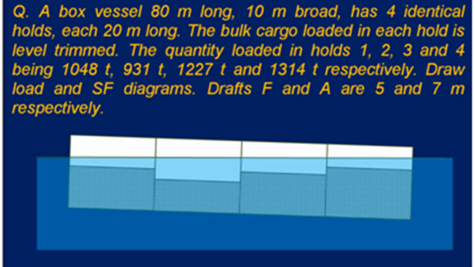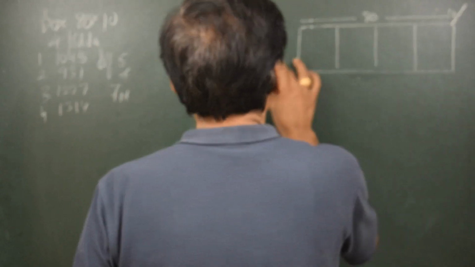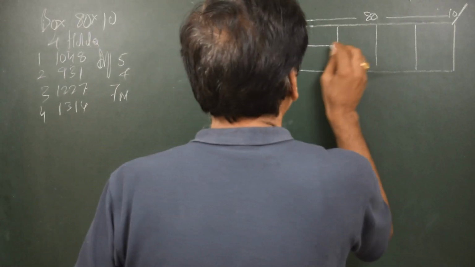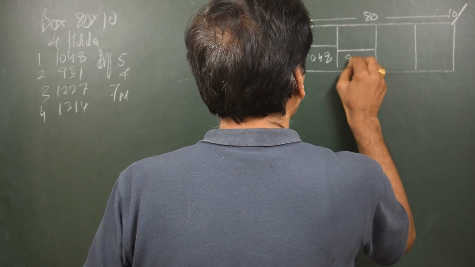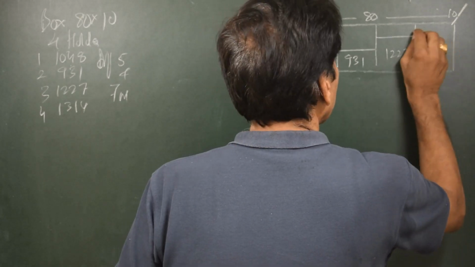The question says that there is a box vessel 80 meters long and it has got 4 identical holds, each of length 20 meters, and the breadth of the box vessel is 10 meters. Now, if we say this is hold number 1, then 2, 3, 4, right? So this side is forward. There is 1048 tons of cargo over here, and then this is 931 over here, and then 1227 and 1314.